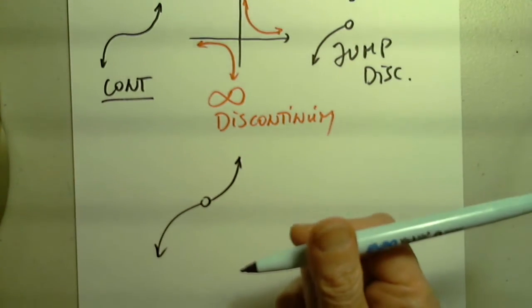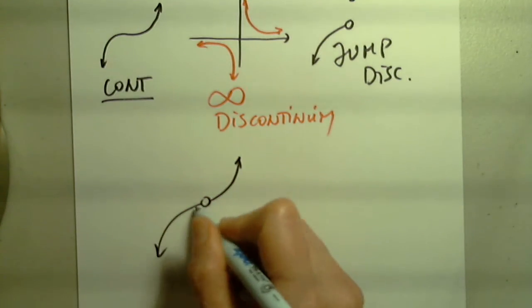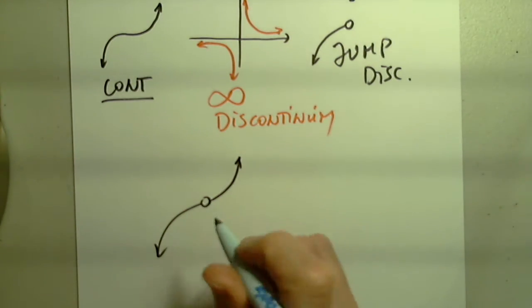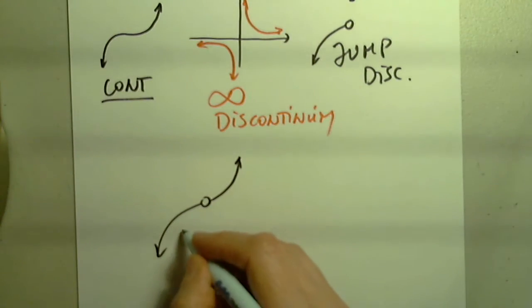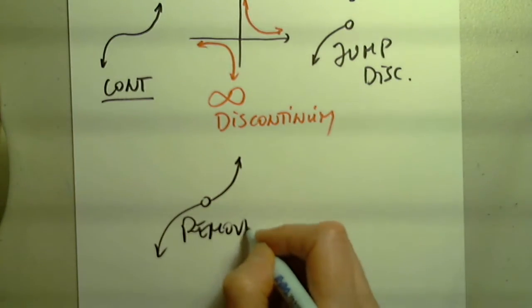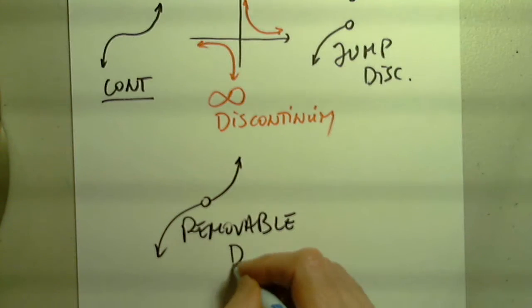I still had to raise my paper, a marker off the paper, because I had a gap here. A hole, I should say. This is called removable discontinuity.